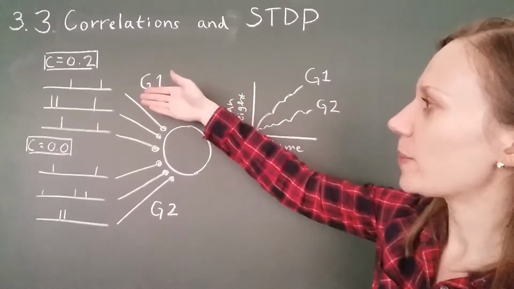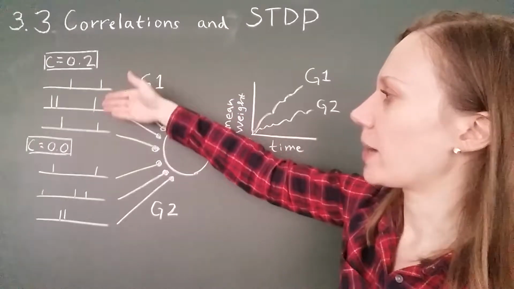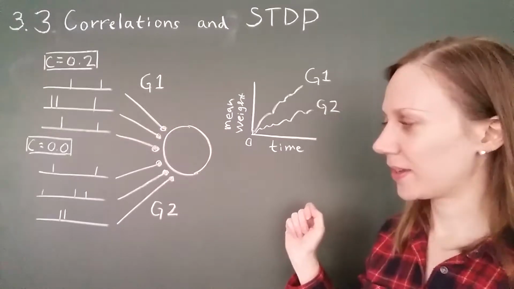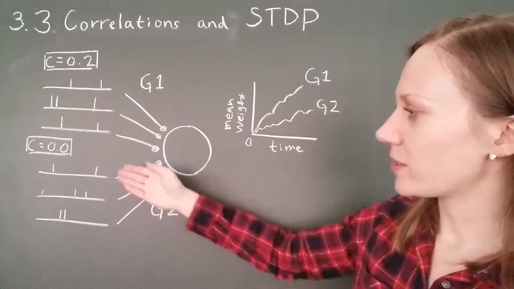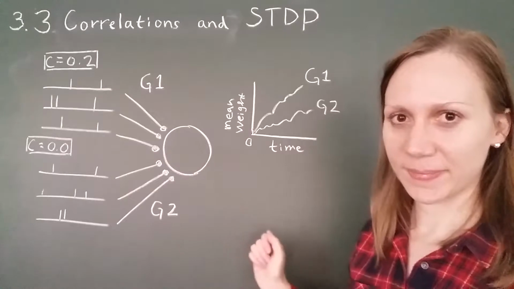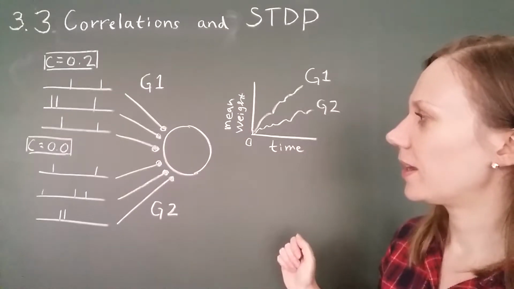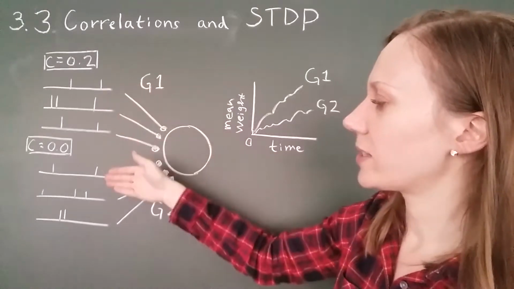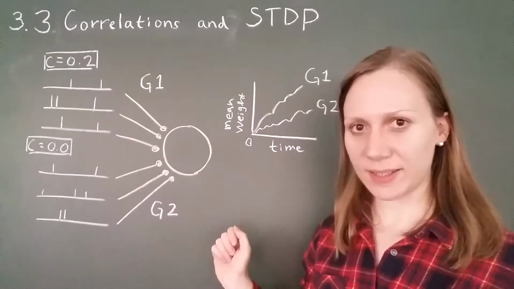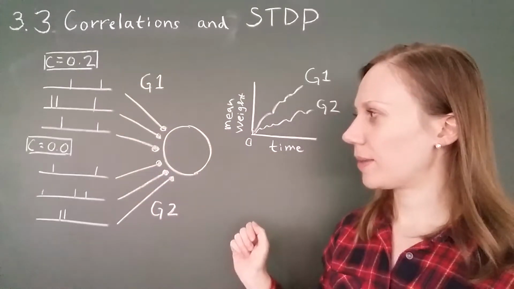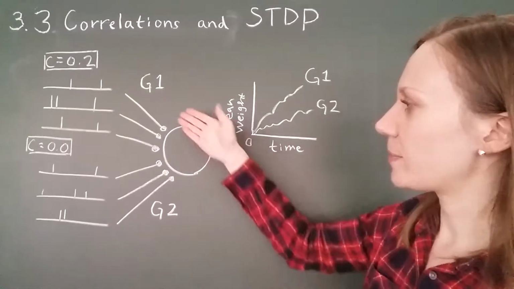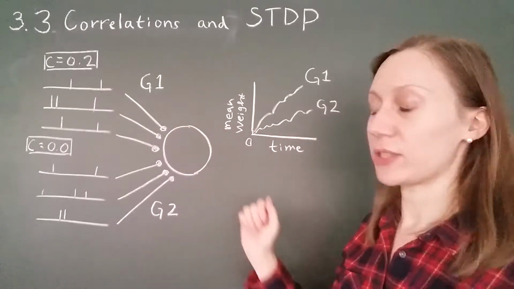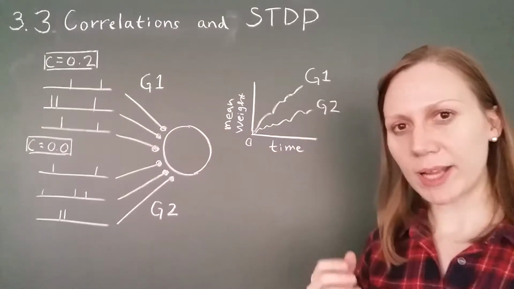The first input group has correlations in the spike times between these spike trains, as we have seen in the previous unit. The other group has uncorrelated spike trains. Now, remember that individually, these spike trains have the same Poisson spiking statistics. But even in that case, we expect the weights from this group, the correlated group, to increase much faster. Why would that be?